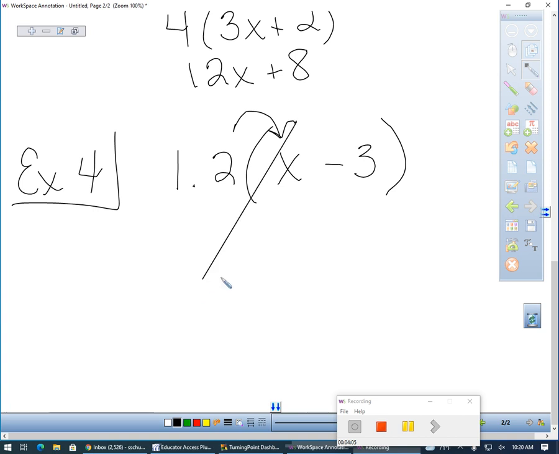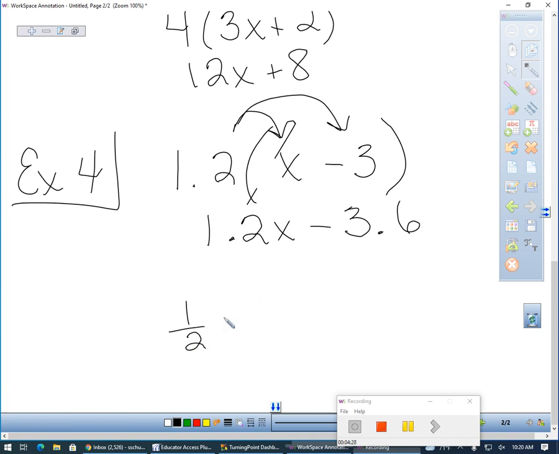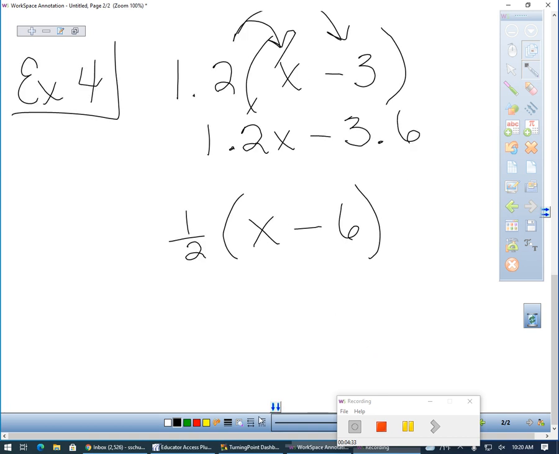1.2 times x is, of course, 1.2x. Sorry, I got sloppy there. And how about 1.2 times negative 3? Negative 3.6. I agree. All right. But what if it was written like this? 1/2 times x minus 6. No. I want you to leave it as a fraction.